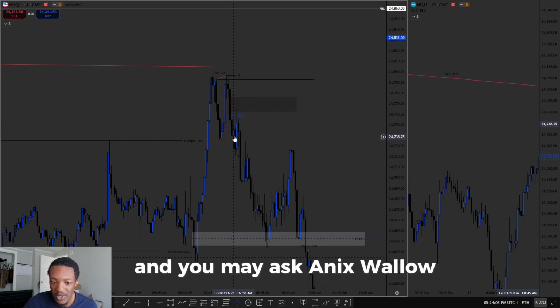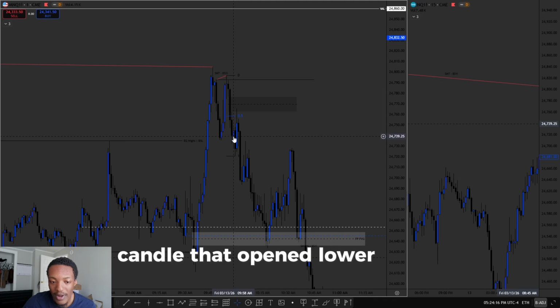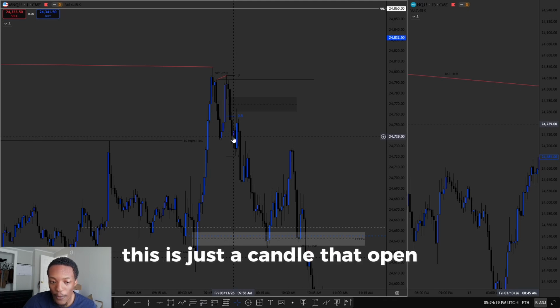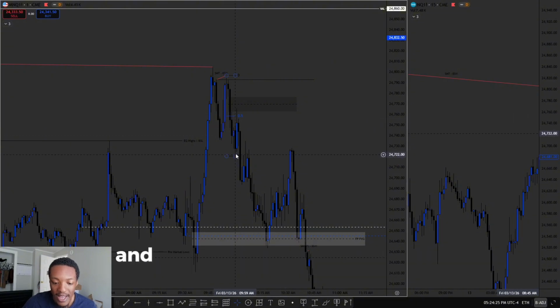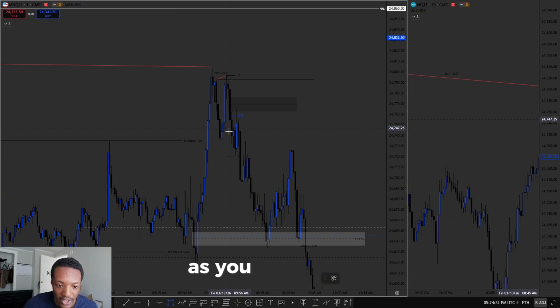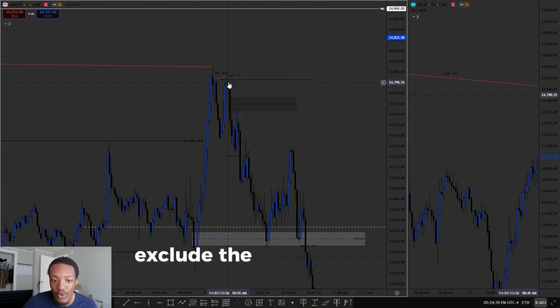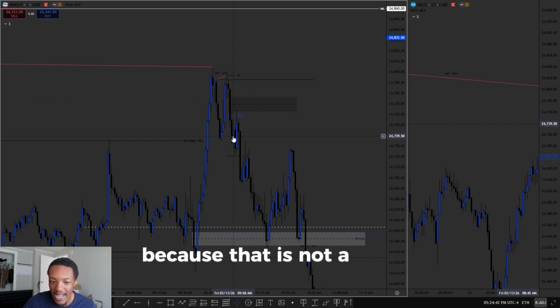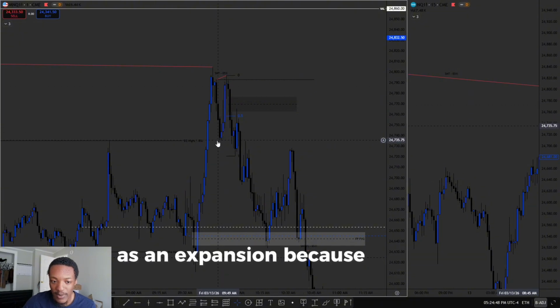And you may ask, there's a bullish candle here. Does this candle show me that we are bullish, or is this just a candle that opened lower than it closed? This is just a candle that opened lower than it closed. This candle showed no aggression higher. It gave no push higher, and it's also below the 50% of the previous candle, showing weakness to deliver higher. As you can see here, it's below the 50% of this previous candle. So that candle here does not exclude the rest of this entire expansion, because that is not a bullish move. This is a bullish move. I'm not going to count this entire thing as an expansion because this is a bullish move.